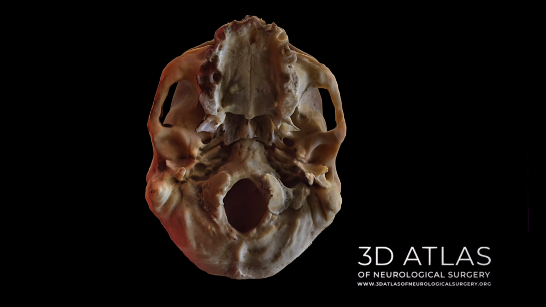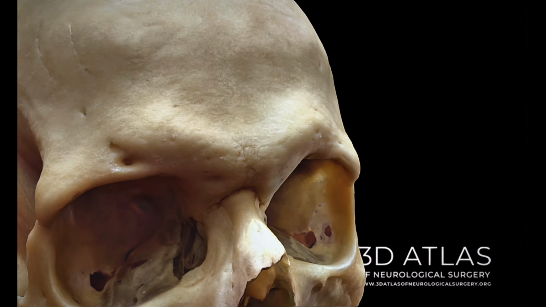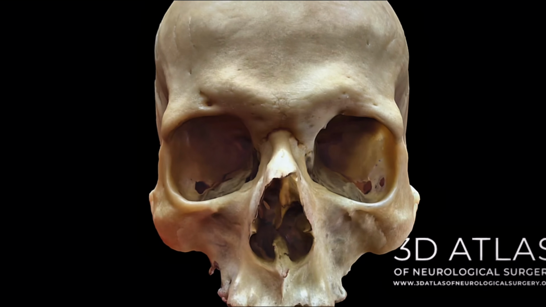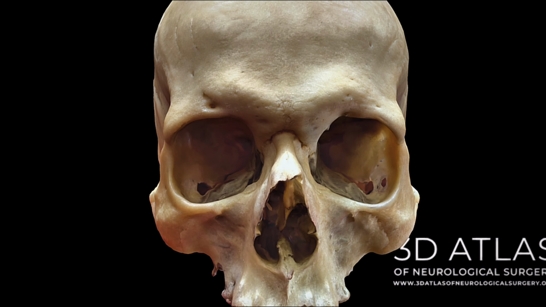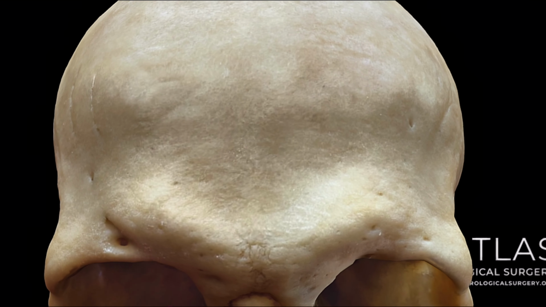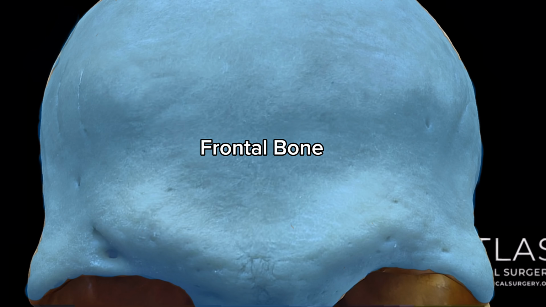skull. Our purpose here is to gain a clear and organized understanding of the external contours, borders, articulations, and identifiable landmarks. We begin with the anterior aspect of the skull, known as the norma frontalis. When observing the skull from the front, the most prominent structure is the frontal bone, forming the forehead and the superior boundaries of the orbits.